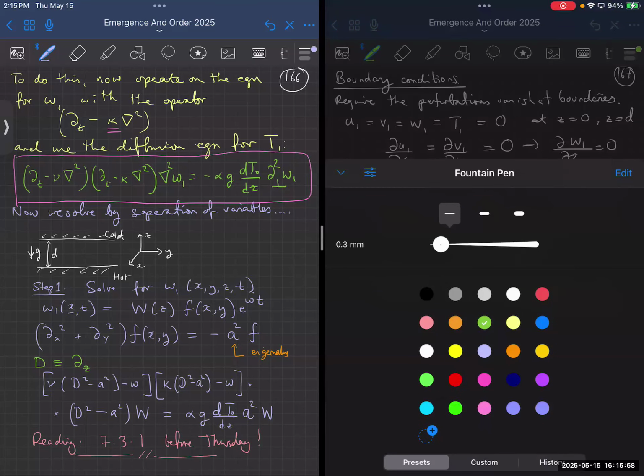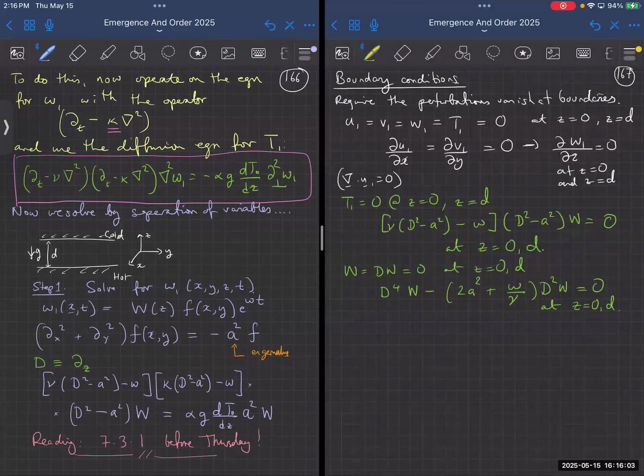So what do you do when you have such a disgusting equation? Well, you go and look at the greats. So what did Lord Rayleigh do? Lord Rayleigh said, well, that's too hard to solve. I don't care about that. I'm going to invent my own boundary conditions. So Lord Rayleigh said, let's simplify this to make a caricature problem. So this is too hard.